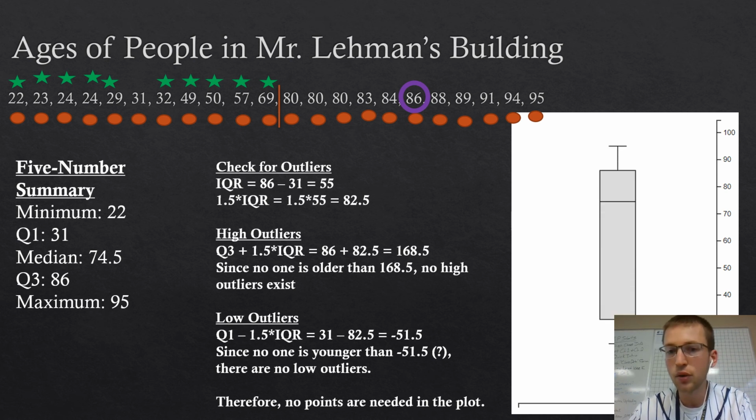So finally, going to our graph, this is what our box plot would look like. You'll see that the middle line, or the center line, of our box is right at our median of 74.5. The lower end of our box is exactly where Q1 is, that's 31. The higher part of our box is at 86, that's our Q3. Then our upper whisker extends to our maximum, which is 95, and our lower whisker extends down to 22, which is our minimum value.